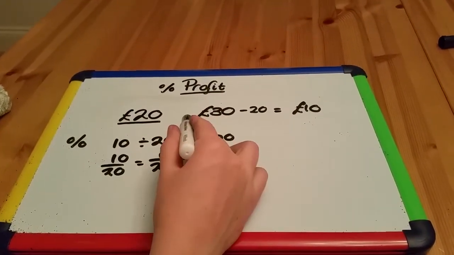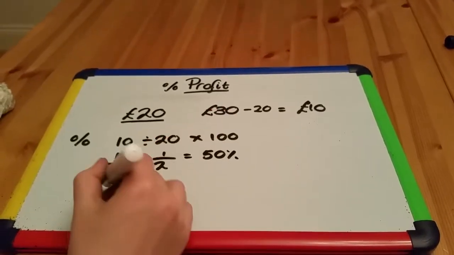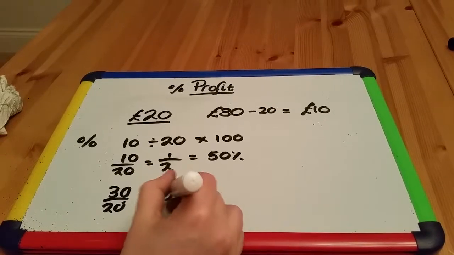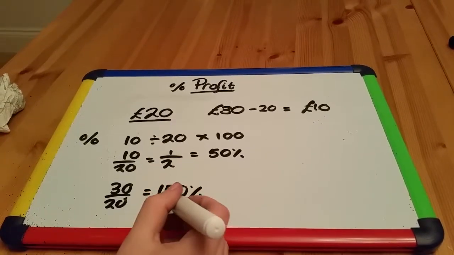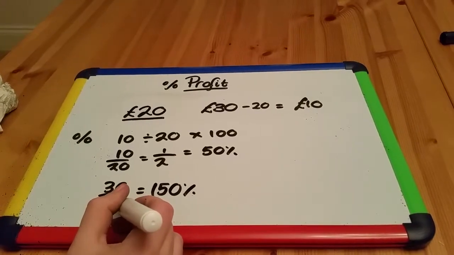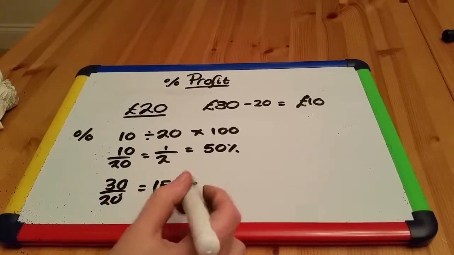If you chose to use that number, if you use 30/20, you'd end up with 150%. And you haven't made 150% on that original price. That is probably where, if you make a mistake, this is where it's going to be made from, not doing this first step.